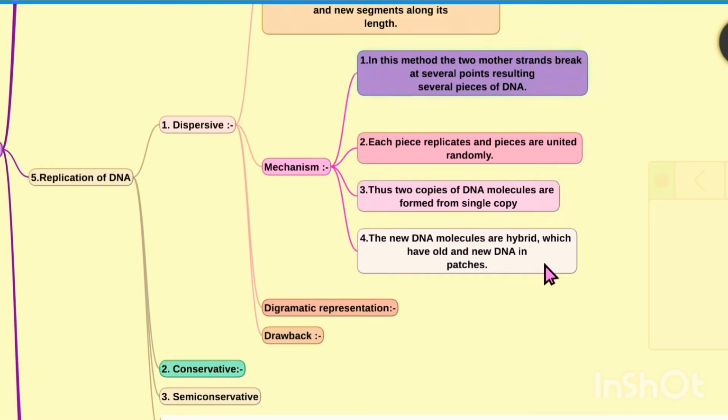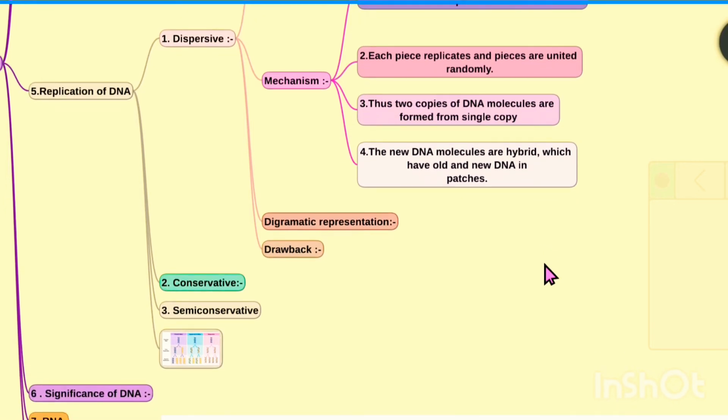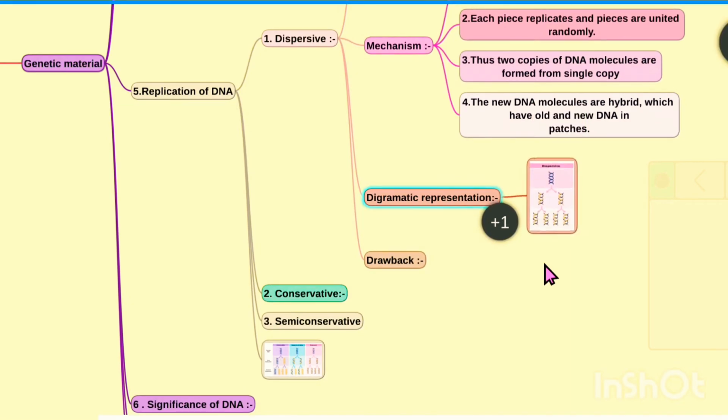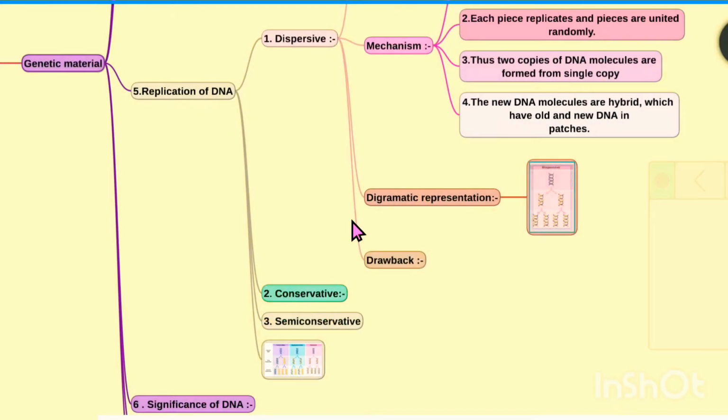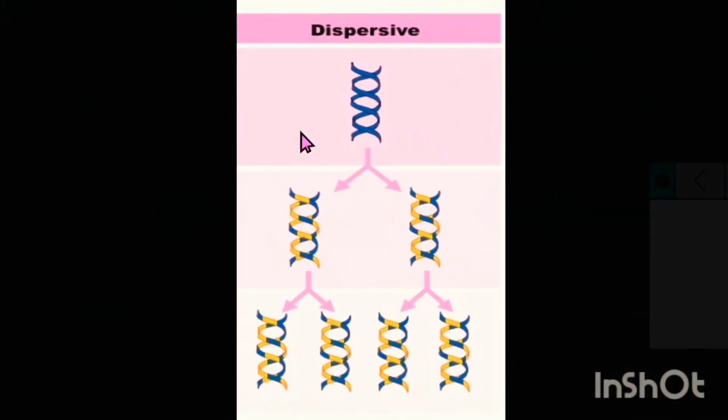After the mechanism, we'll see the diagrammatic representation of the dispersive replication of the DNA. This is the diagram of the dispersive method of the DNA. This is the parent, and these are the first generation and the second generation, meaning first replication and second replication. All are similar, and the diagram shows the dispersive replication of the DNA.